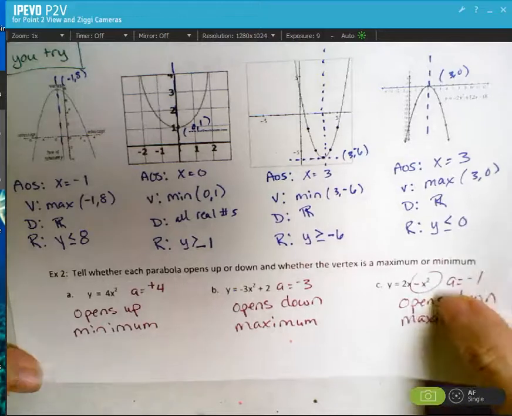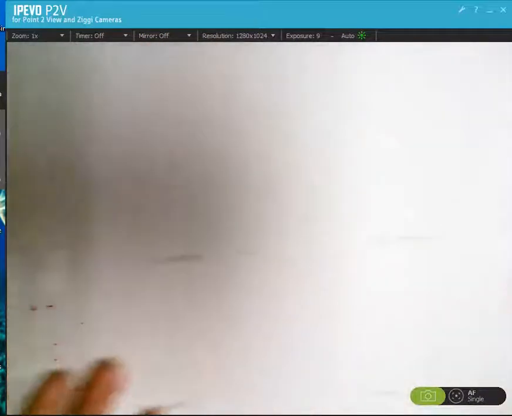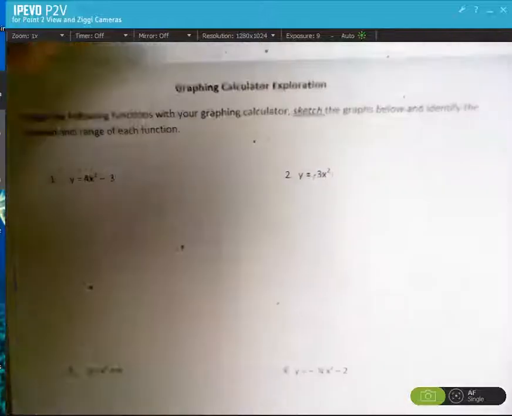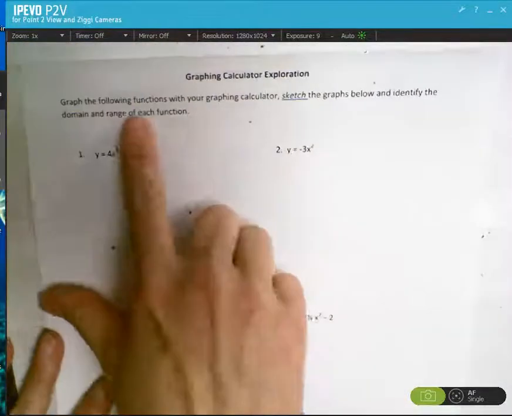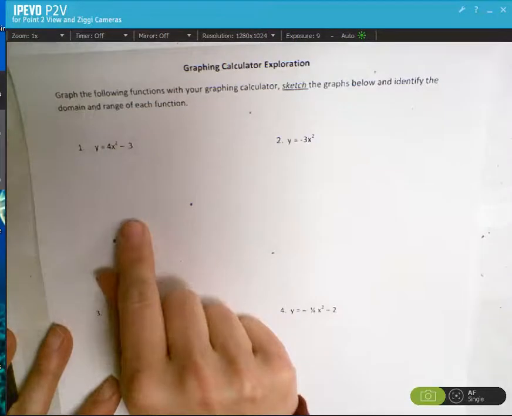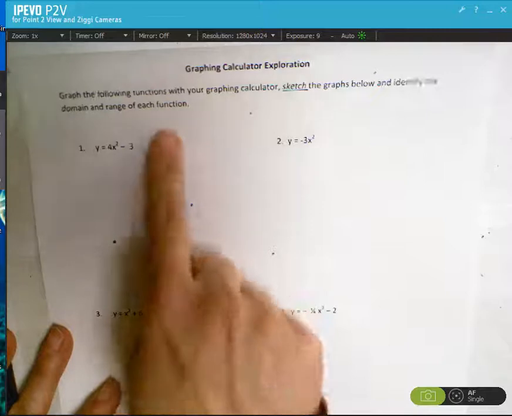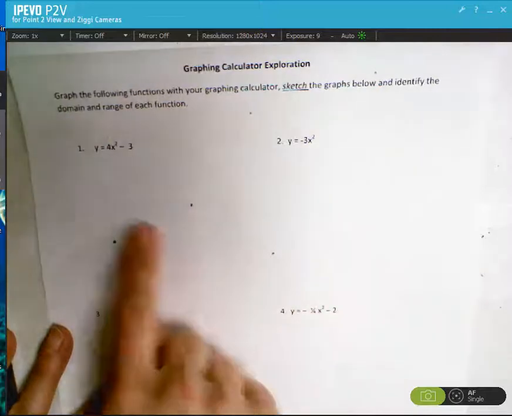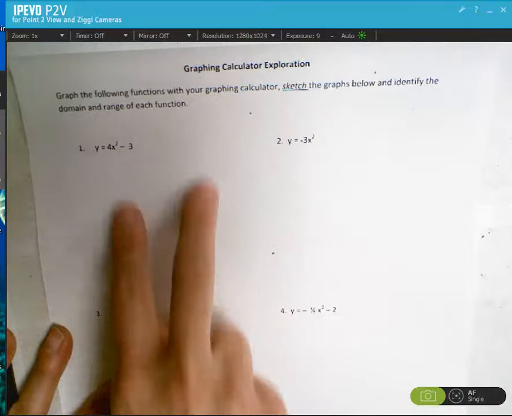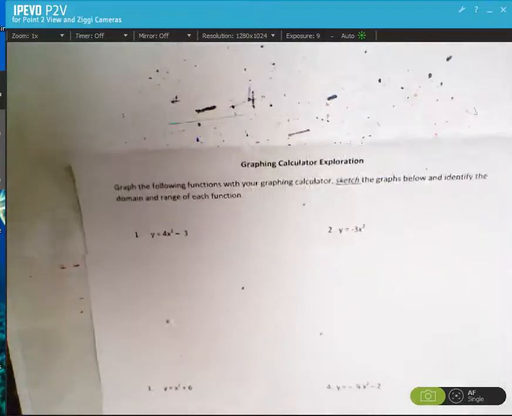Then come in with questions. The rest of your homework for tonight is to do the next page. Your next page is graphing calculator exploration, so you need your graphing calculator. You need to graph all the following functions on your calculator and then sketch them. I don't want perfectly drawn graph paper. I want realistic. Put an x-axis in and a y-axis in, and then reasonable graphs, representations of what you got on your calculator. And I will see you in the morning.